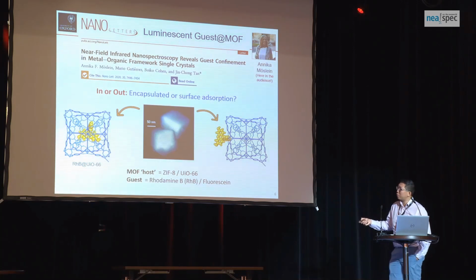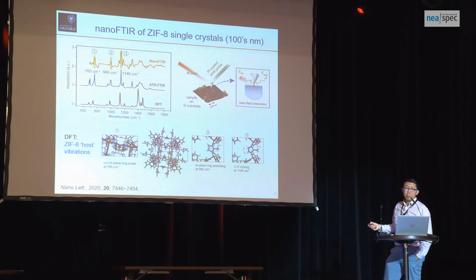But the illustration here is for a UiO material with rhodamine B, which is a red fluorescent fluorophore. So they could be either sitting inside the cage, truly as illustrated here, or they could be sticking outside, just attached to the surface. So in or out, that was the question, really. Of course, outside, whilst it's functional, there are some limitations: being easy to wash away, photodegradation, and so on. Inside has its advantages. So now, let's look at the host with nanoFTIR first.